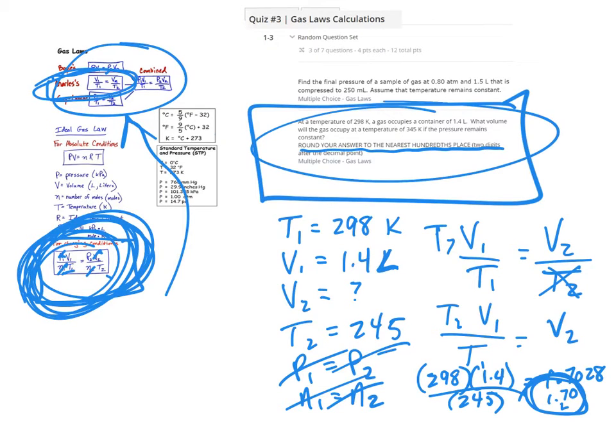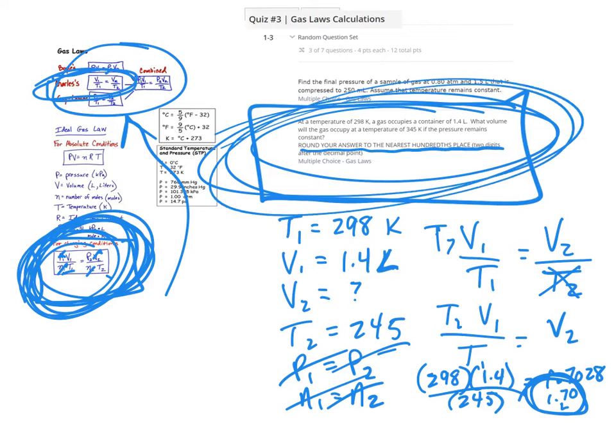So you're reading your problem. A couple of rules. T's, temperature, always got to be in Kelvin. V1 and V2 always got to match. They got to be the same unit. So if I'm given liters and milliliters, I got to make them the same. It doesn't matter, I can make them both liters or both milliliters.